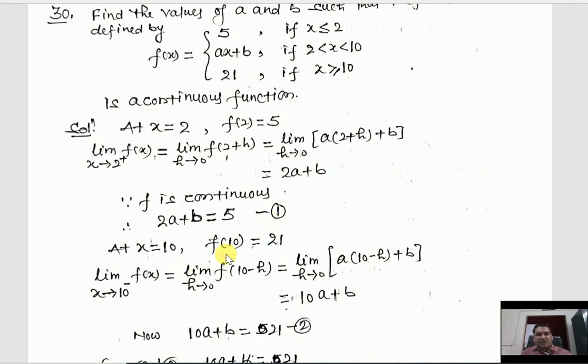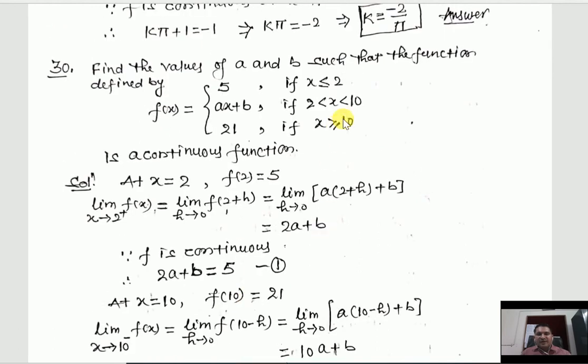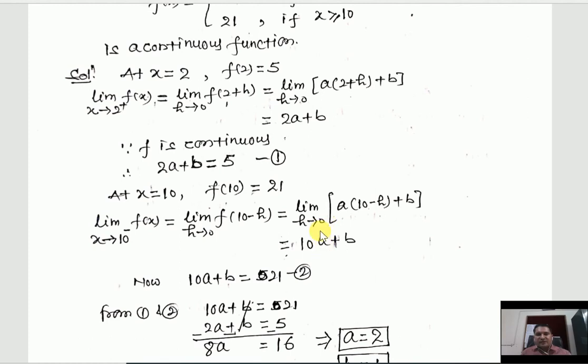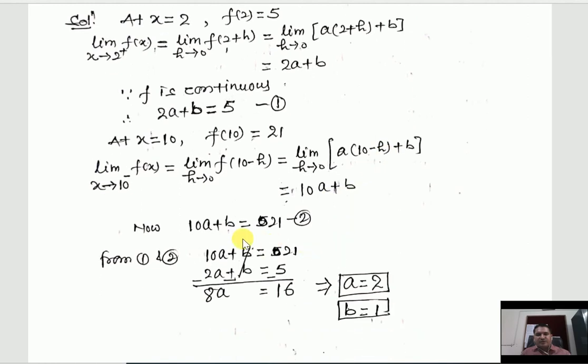At x is equal to 10, f(10) will be equal to 21. Now the left hand limit, again ax plus b, put the value instead of x, 10 minus h will come, 10a plus b. So now we have simultaneous equations, 1 and 2, simplify both, you will get the answer, the values of a and b.